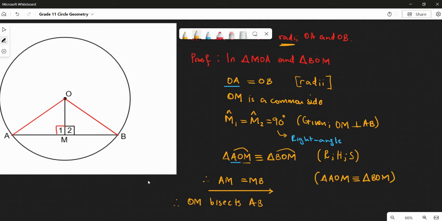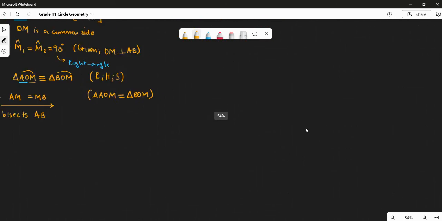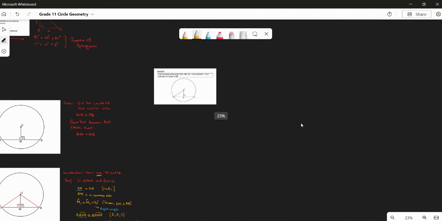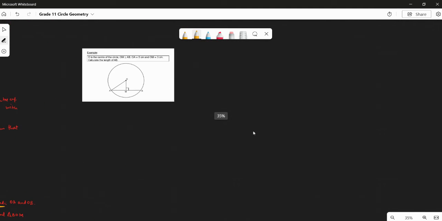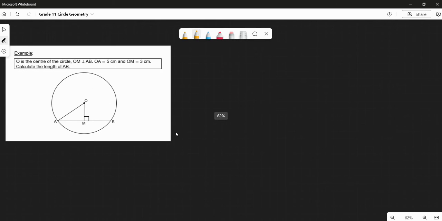All right. So now let us look at an example where we do some calculations as we use the axiom that I've illustrated before. Okay. So let's look at this one now.